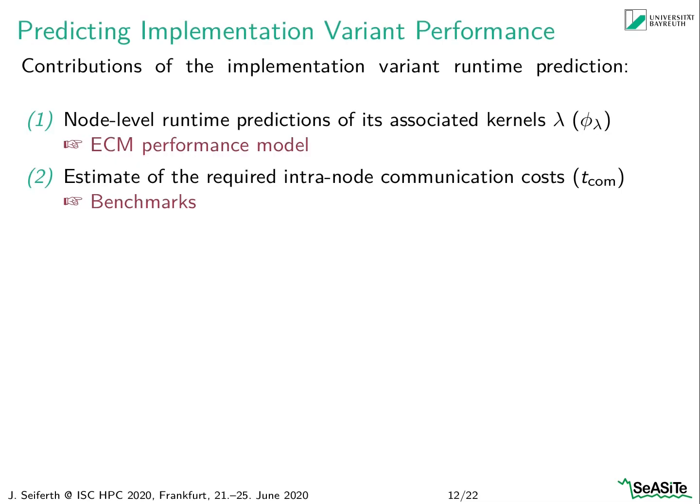Offsite generates implementation code only for the best rated variants. To determine the performance of an implementation variant, an analytical performance model is applied. The runtime prediction of an implementation variant is composed of 2 contributions. Firstly, the node level runtime predictions of the kernels associated with the variant, and secondly, an estimate of the required inter-node communication costs used by the implementation. To obtain node-level predictions, the kernels are evaluated with the analytical ECM performance model. The communication costs are benchmarked.